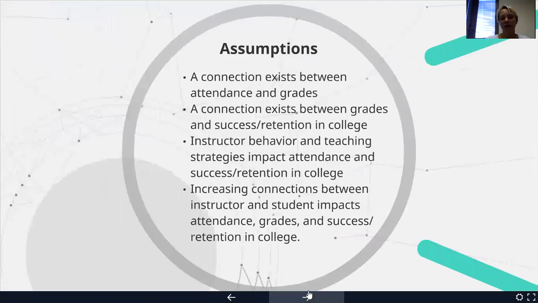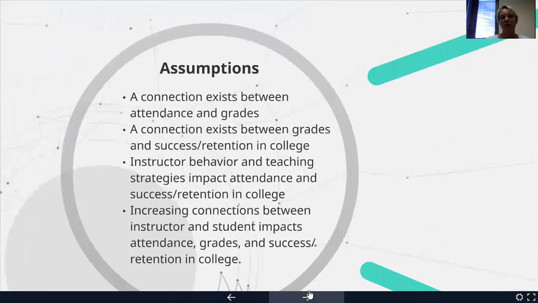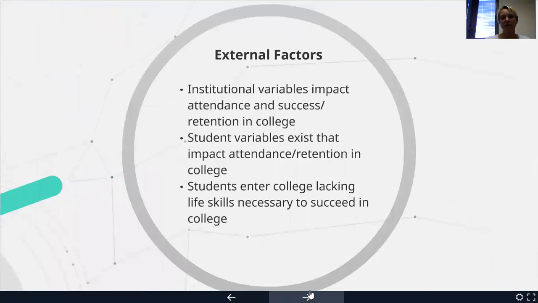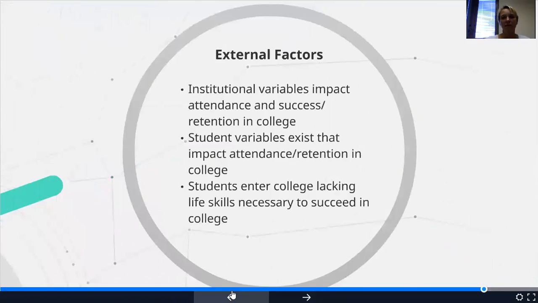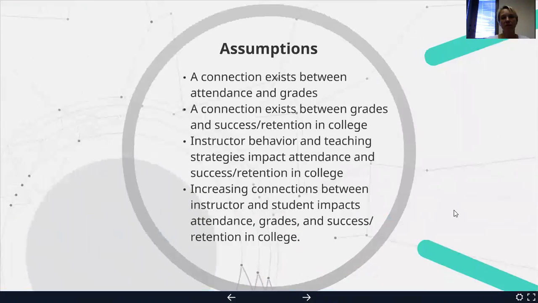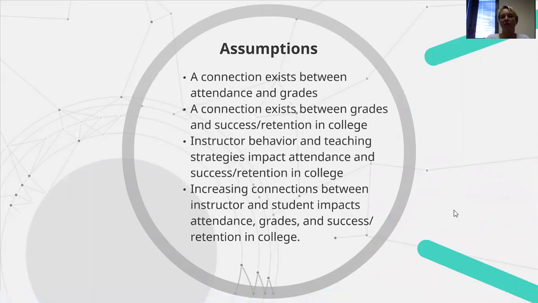At the end of my plan, I discuss assumptions that I'm making and also external factors that impact the success of my plan. I am assuming, and I have found evidence in research, that there is a connection between attendance and student grades. When students come to class, they perform better, and there also exists a relationship between grades and success and retention in college. If students are getting good grades, there's a greater chance they're going to remain in college and complete their goal.